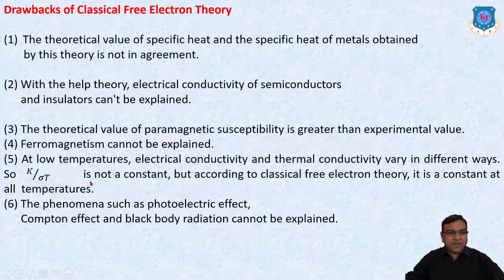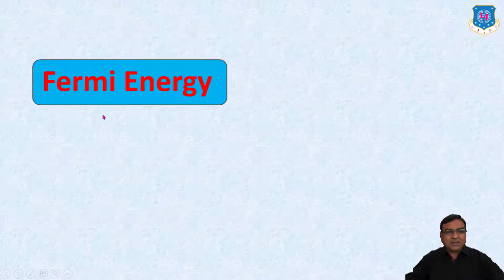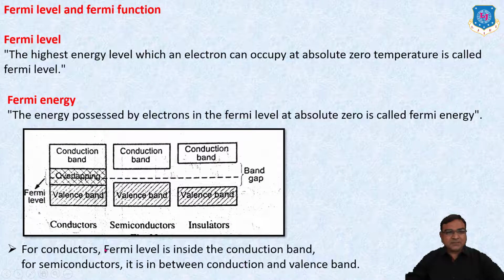So, K by sigma T is not a constant, but according to classical free electron theory, it is a constant at all temperatures. Phenomena such as the photoelectric effect, Compton effect, and black body radiation cannot be explained by this theory. Now let us see Fermi energy.